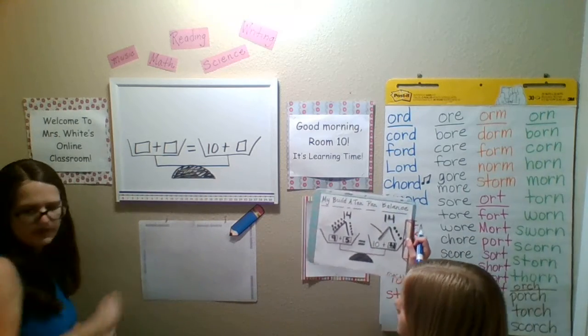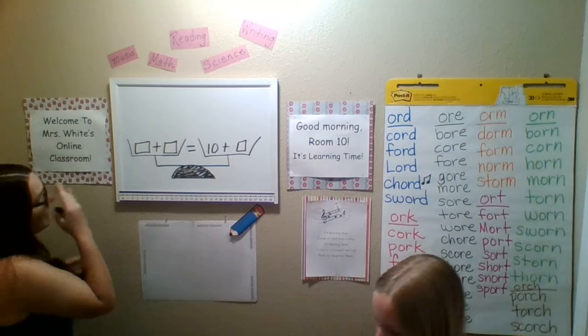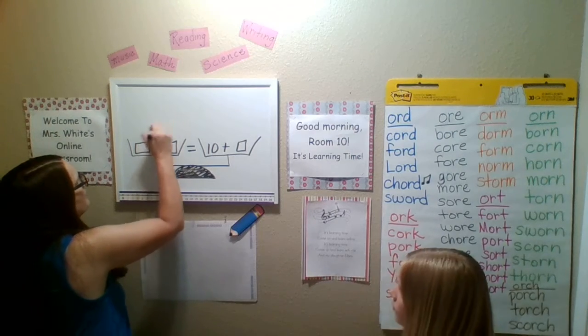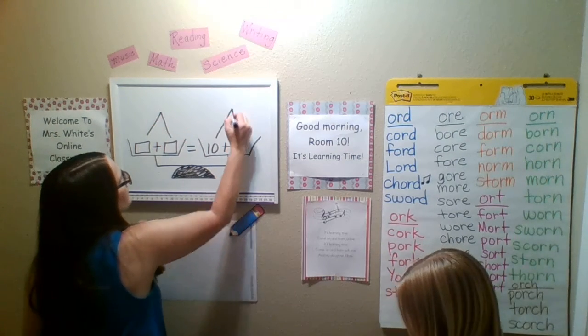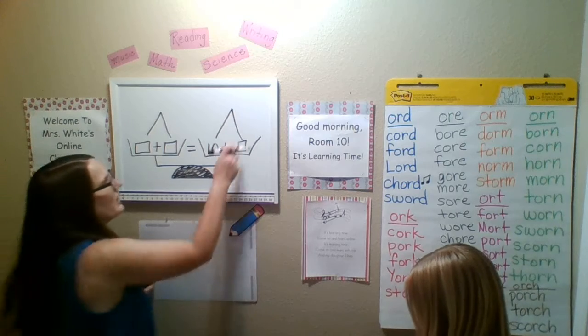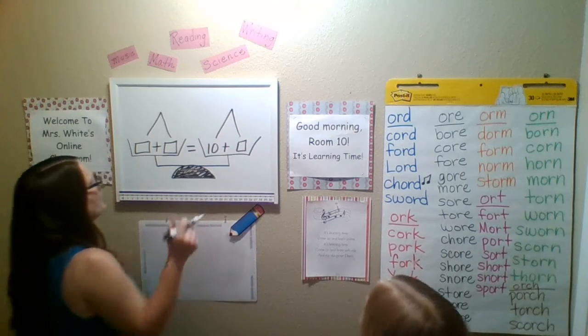All right, so Ellery, go ahead and erase on your board there. All right, here we go. So here's our numbers. We're going to make a math mountain. Okay, make your math mountain on your whiteboard.